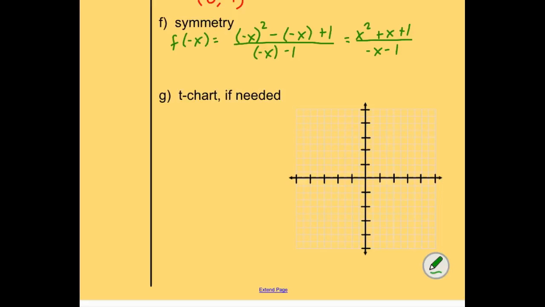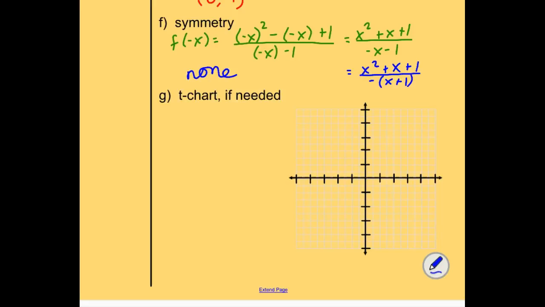If we factored out a negative, there's a couple of different ways that we could factor out a negative. I would factor it out of the denominator because both pieces have a negative sign on them. However, the numerator is not the same and neither is the denominator, so that still didn't work either. So we have no symmetry.